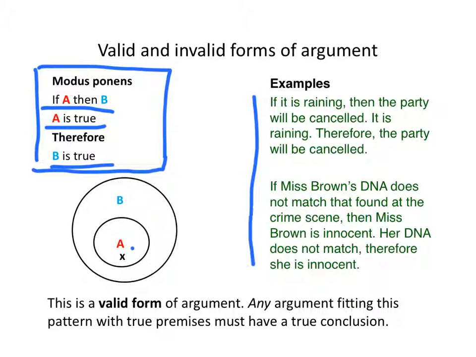Have a look at these examples. If it's raining, then the party will be cancelled. And it is raining, therefore the party will be cancelled. Valid. If Miss Brown's DNA does not match that found at the crime scene, then she's innocent. And her DNA does not match. A is true, therefore B is true. She is innocent. Again, any argument fitting this pattern will be a valid argument. You couldn't have an argument fitting this pattern with true premises and a false conclusion.